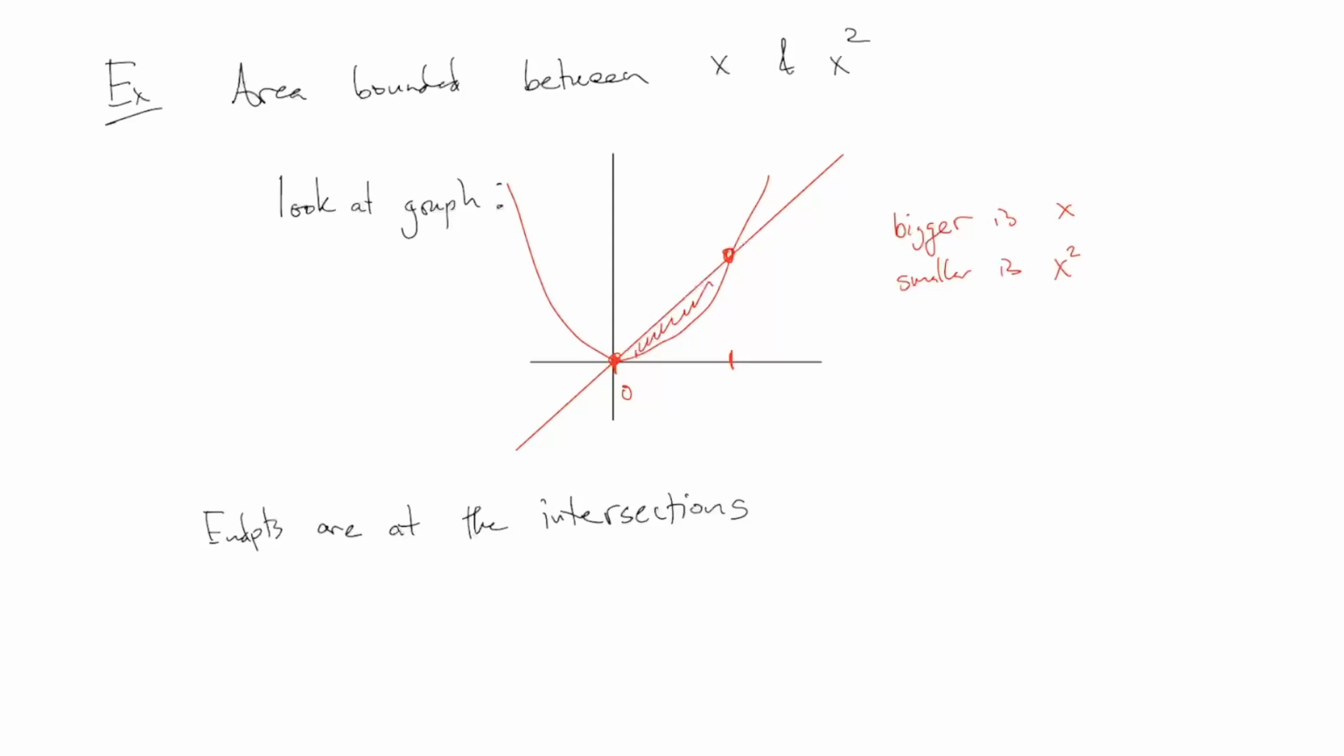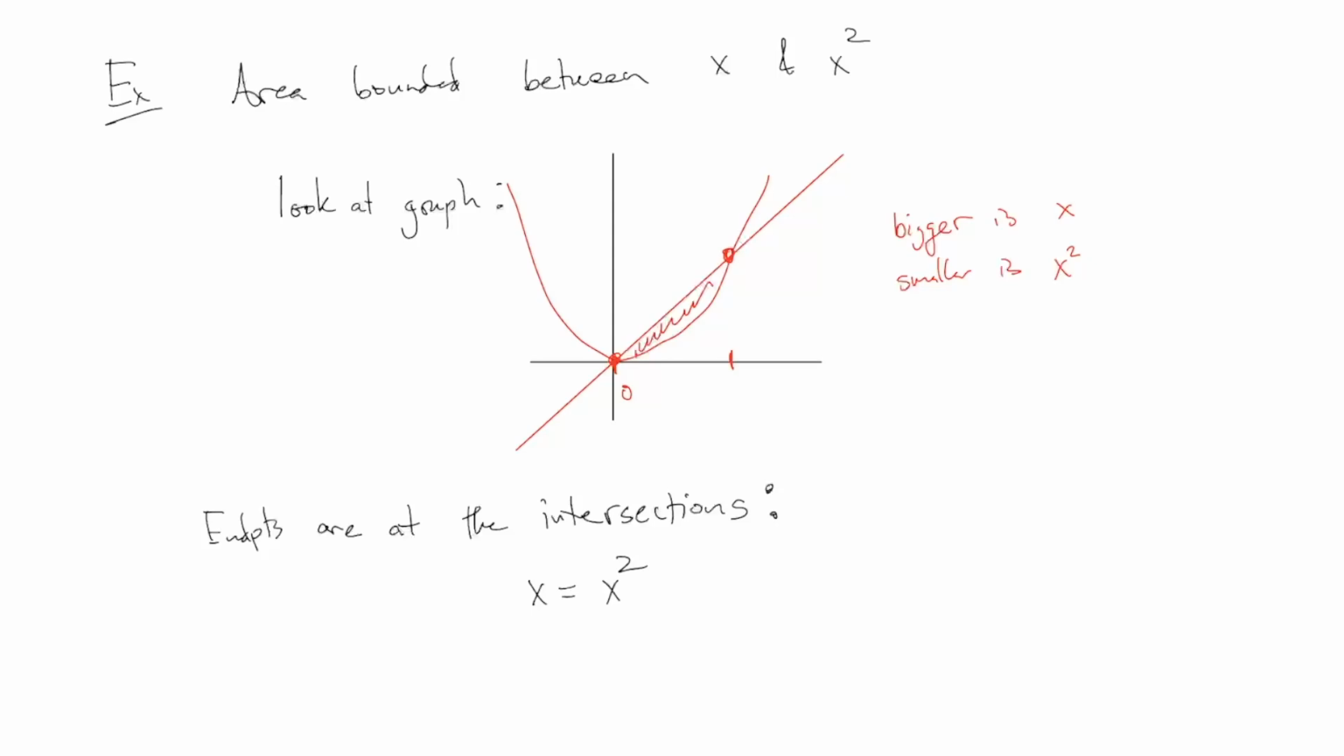And I hope you remember how to find the intersection of two graphs: you set the two equations equal to each other and then solve for x. So that in this problem would look like this: x equals x squared, and you solve for x. You may be tempted to divide both sides by x, which is not entirely wrong, although you miss out on one of the solutions.